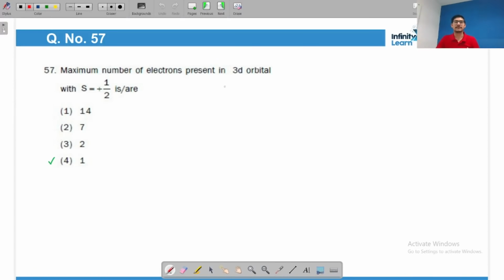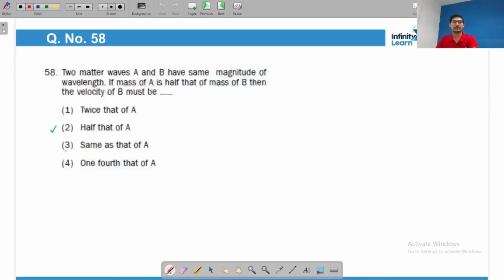Maximum number of electrons in 3D orbital. Obviously, every orbital can have only 2 electrons, maximum of 2 electrons. One will have up spin and one will have down spin. So S is equal to plus half, there is only 1 electron.